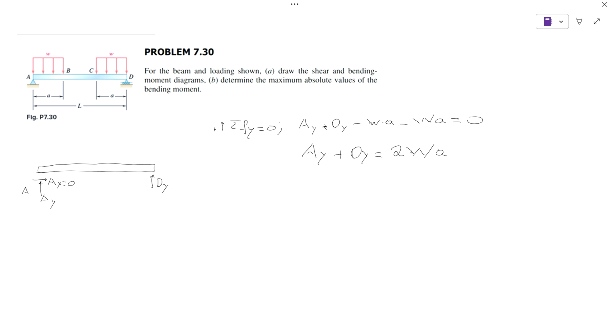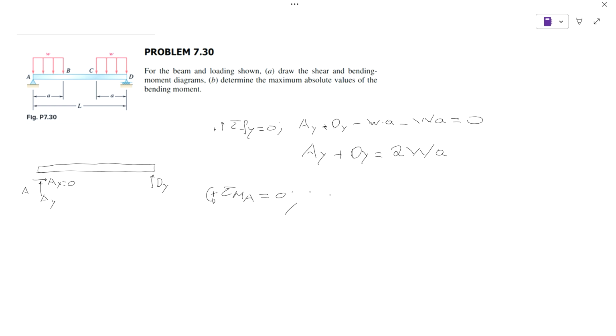All right, so this W is known, A is known. Here A is just a parameter to keep the concept, but those things are known. What is unknown is Ay and Dy. So we have one equation, two unknowns. We need another equation. So let's do equation number 2, summation of moment at A equal to 0.